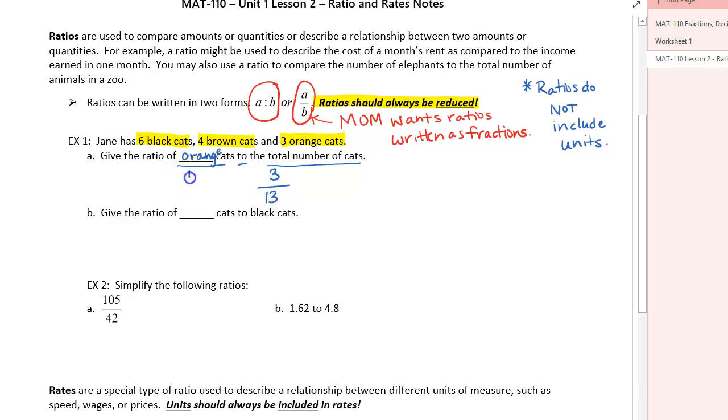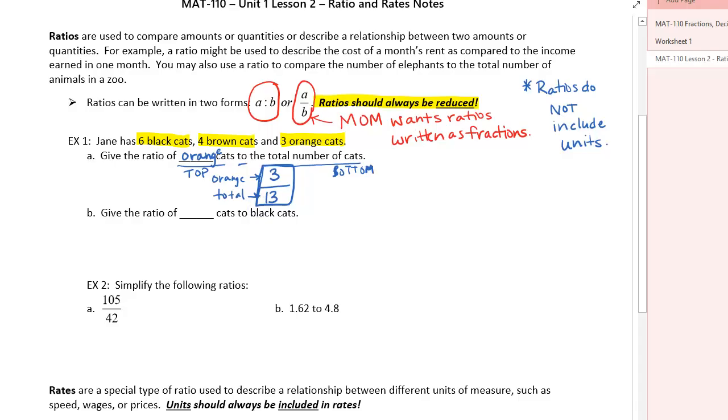So this would be the top. This would be the bottom. And so it would be orange on top and total on bottom. This is already reduced, so we can stop there.